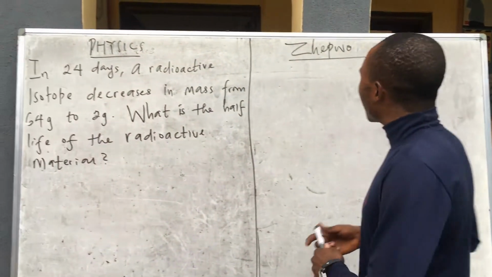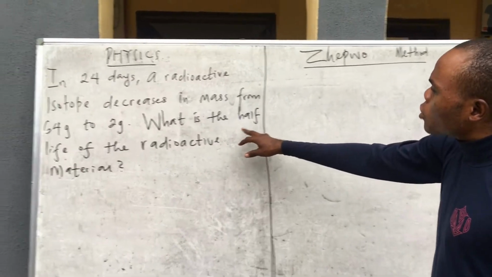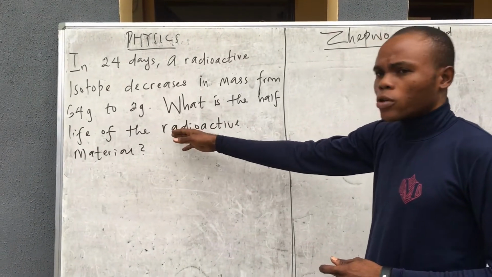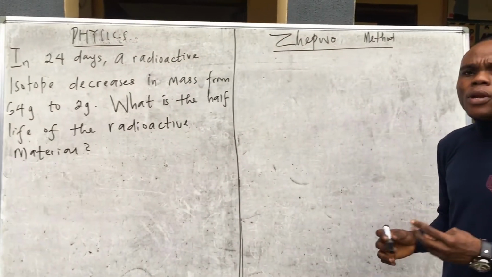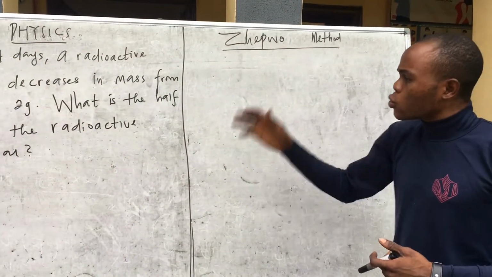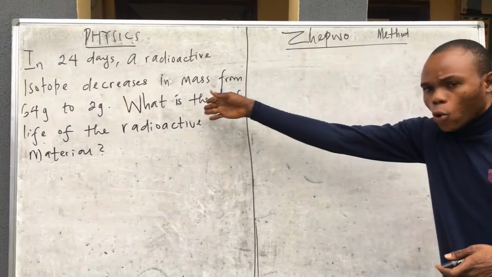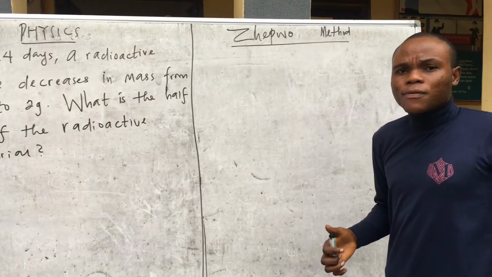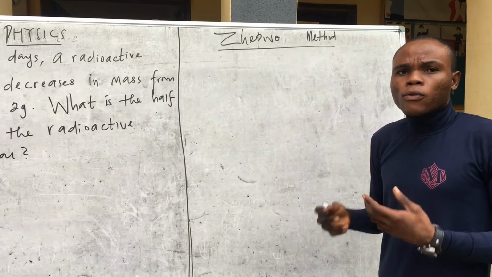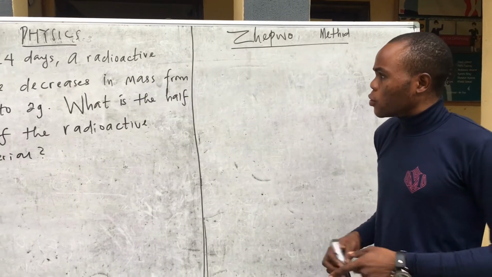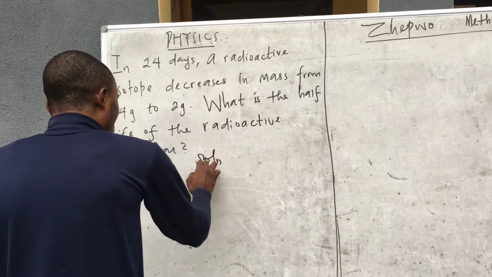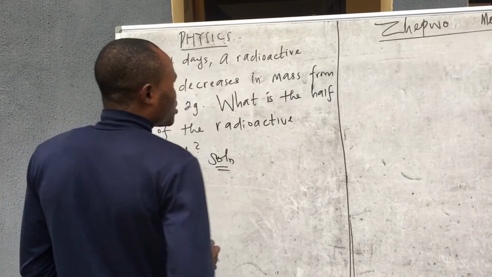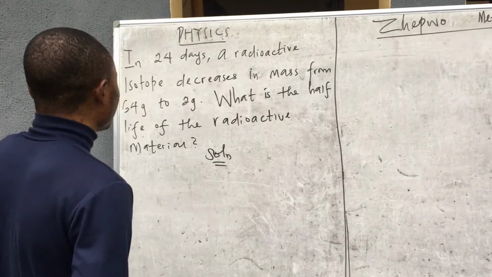So I'm going to introduce us, based on what we have in the question, to calculate the half-life. The Zhepwo formulae, there are so many of them, but we're going to use only one following the question that we are given. In my other videos, I will introduce us to other formulas under the Zhepwo method. First thing first, let us find the solution to the problem by listing out the parameters that we are given in the question.